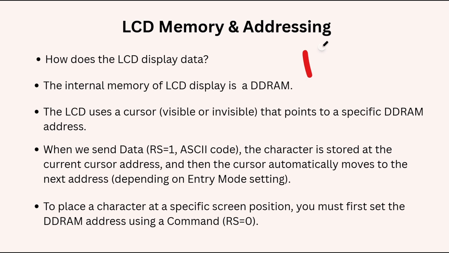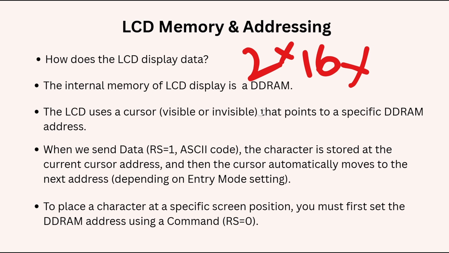For example, we have 2 rows and then 16 columns. So each of the 32 positions is given by some kind of address in the DDRAM. The DDRAM can hold up to 80 bytes, although only 32 positions are visible at once. The LCD maintains an internal pointer called the cursor, which always points to a specific DDRAM address, and whatever data you give to the LCD will only start from the cursor.